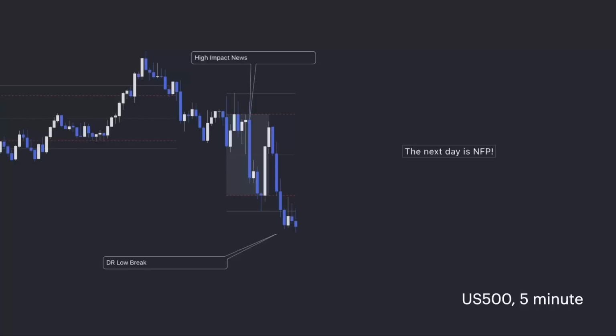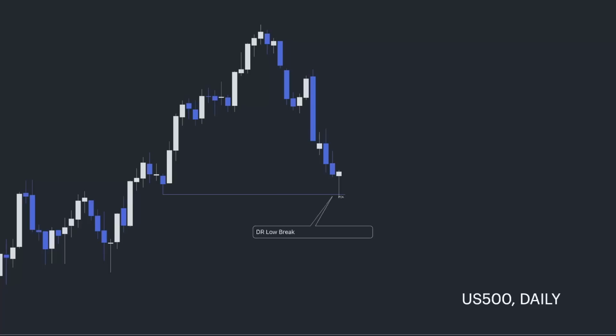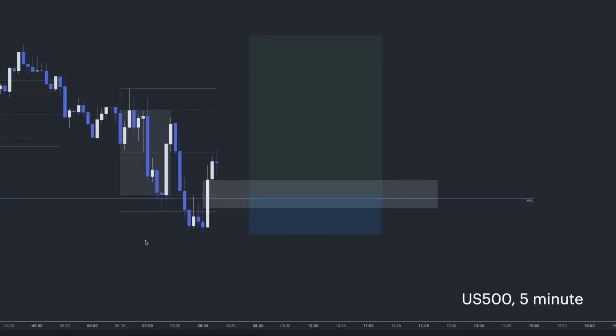Next example, US 500 5-minute chart. As you can see, we have high impact news on this day. Yes, the DR low has broken. We also know that the DR is less likely to quote unquote work on high impact news days. Also happens to be the day before non-farm payroll. Jumping out to the daily chart, we can see that the DR low break happens right at this daily swing point. This is a previous day low liquidity pool that gets taken out. Notice also we have this down close candle right beneath it. That's where the low of the range is. I've marked out the previous day low.